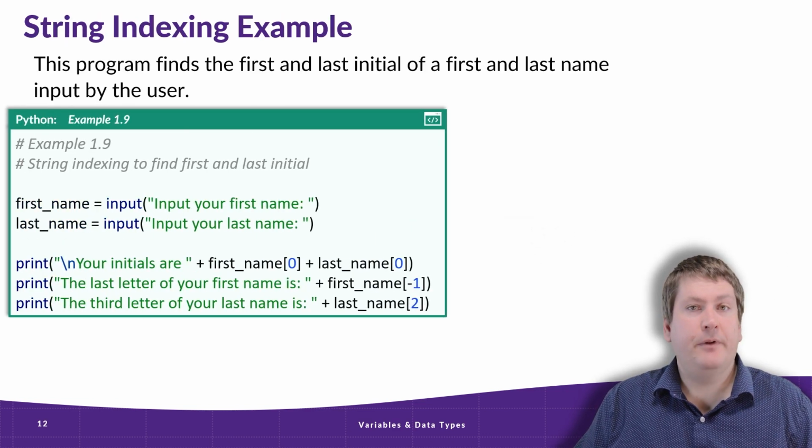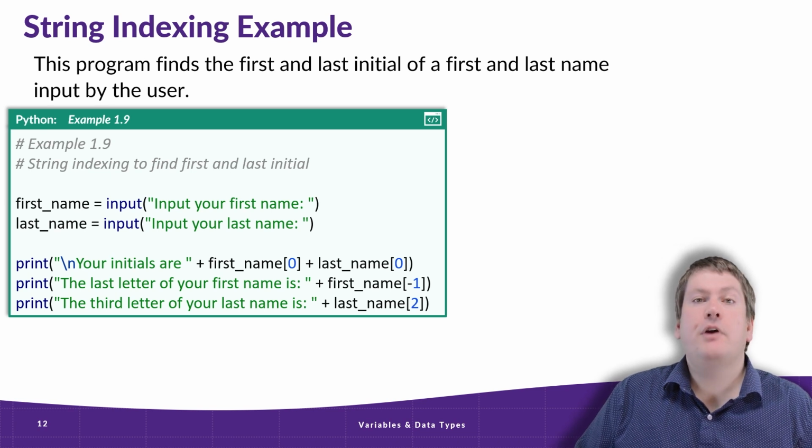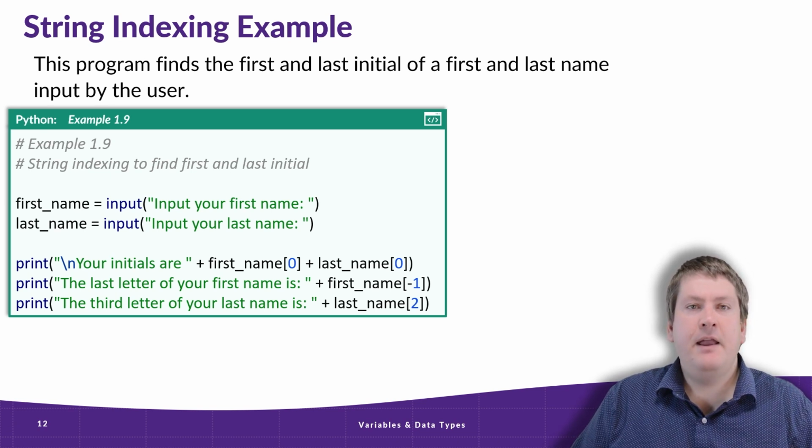Time for another example. The program currently on screen attempts to find the first and last initial of the user based on the first and last name they input. It also tries to find the last letter of their first name and the third letter of their last name. Let's give it a try.